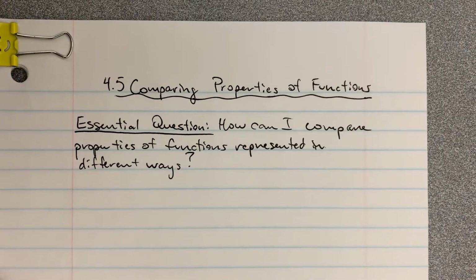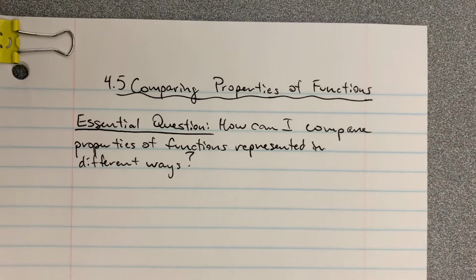All right, folks, we're talking about section 4.5, comparing properties of functions. And our essential question is, how can I compare properties of functions represented in different ways?